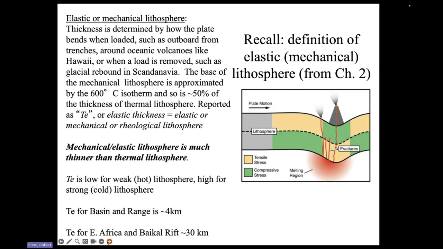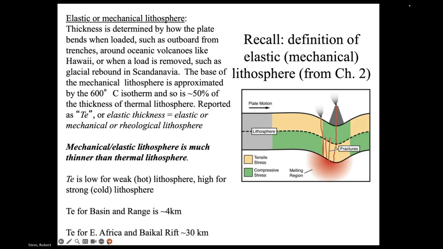Now, the base of the mechanical lithosphere is approximated by the 600-degree centigrade isotherm, which is about 50% of the thickness of the thermal lithosphere.